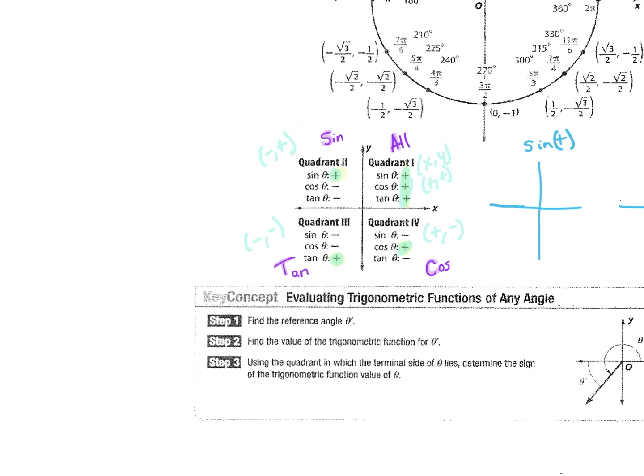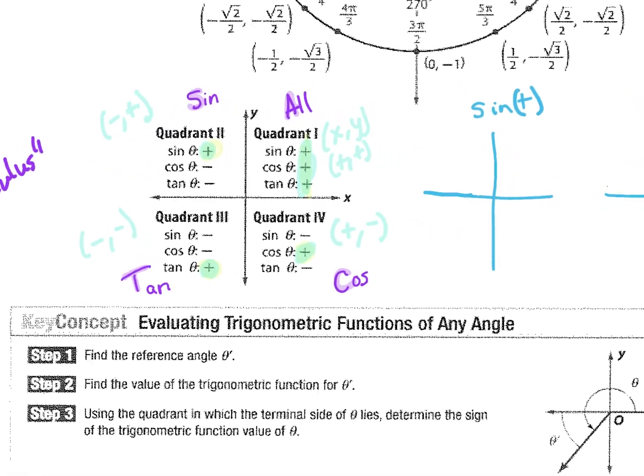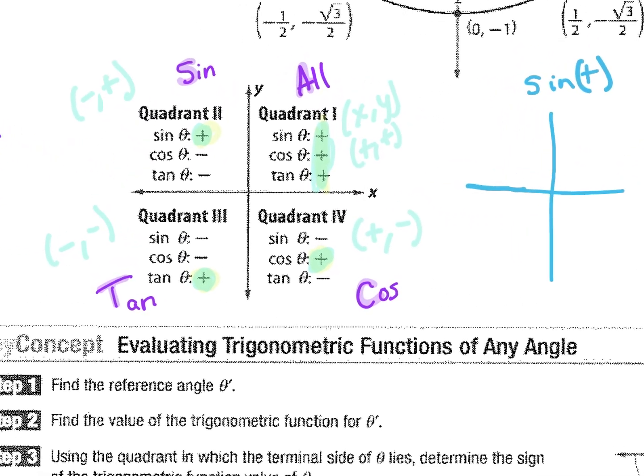Now the mnemonic device, the ASTC, a lot of students memorize the expression, all students take calculus. I don't know who came up with this, how long ago, but it helps you remember the ASTC in each of the quadrants to help you remember where your trig functions are positive.